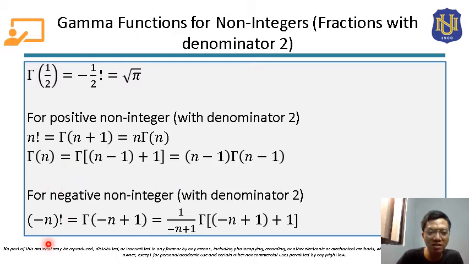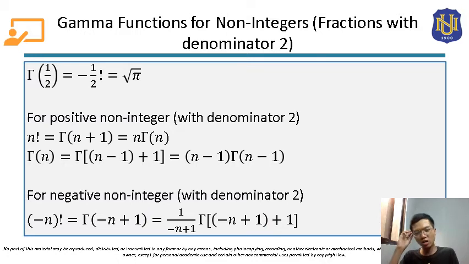So for negative n factorial, that is actually equal to gamma of negative n plus 1. We already know this relationship. This is actually from here also. We just see that instead of positive n here, this is negative n. So if this is positive here, it will be negative n here. From here, we will apply this. This is the formula for this.